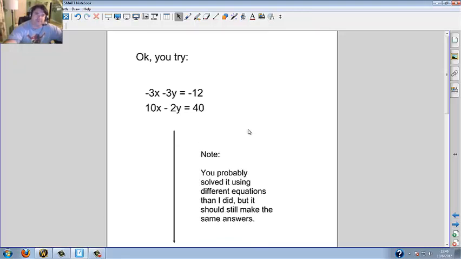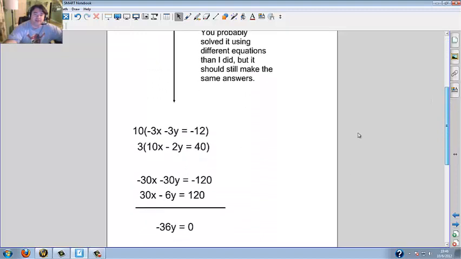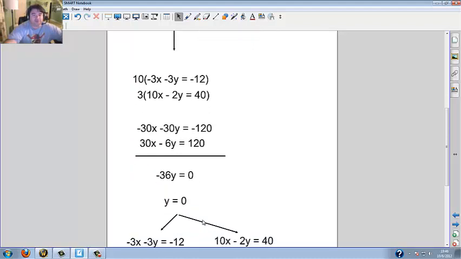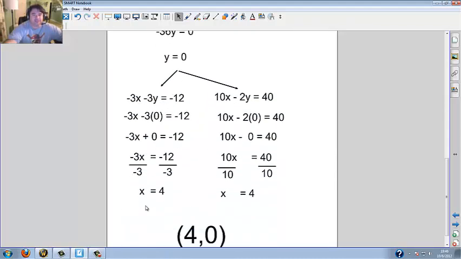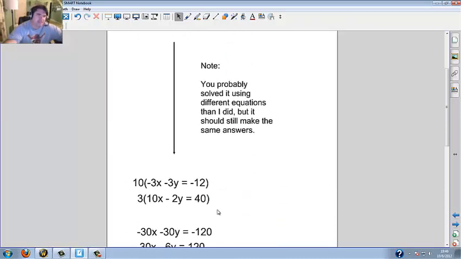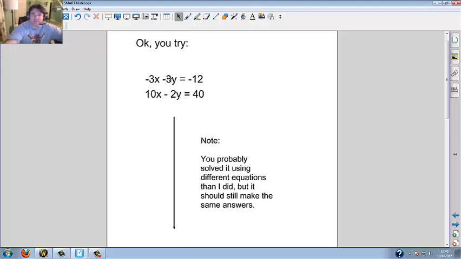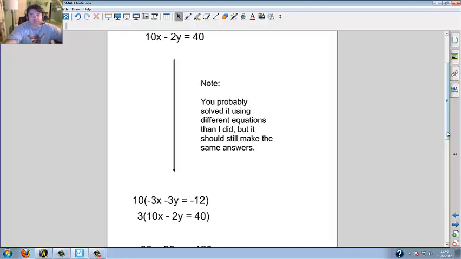Okay, you try. Pause it, give it a try. Now you probably solved it using different equations than I did, but it still should make the same answers. I went ahead and used the 10 up here times 3 here to make my 30. That's just what I did. Cancel that out, I made negative 36. This became 0 divided by negative 36, y is 0. Plugged them in, x is 4. You probably turned these into 6's, I'll bet. But I'll bet your result was the same.